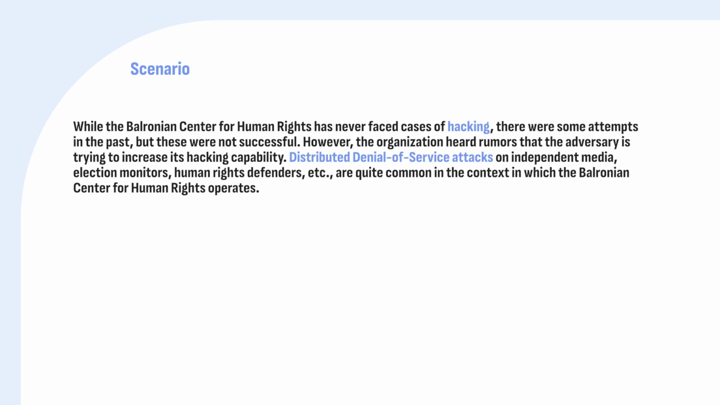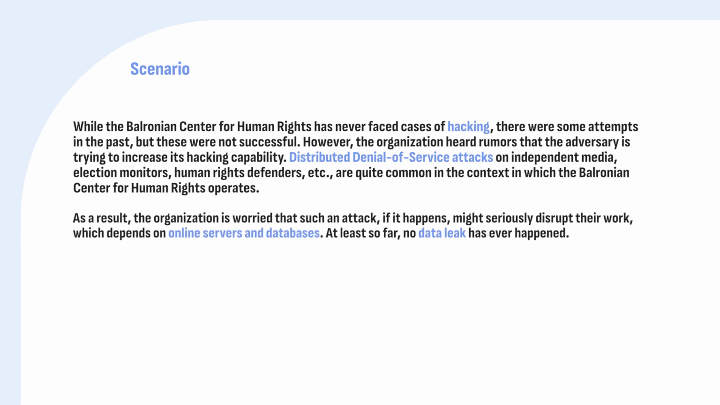While the Balronian Center for Human Rights has never faced a case of hacking, there were some attempts in the past, but these were not successful. However, the organization heard rumors that the adversary is trying to increase its hacking capability. Distributed denial of service attacks on independent media, election monitors, human rights defenders, etc. are quite common in the context in which the Balronian Center for Human Rights operates. As a result, the organization is worried that such an attack, if it happens, might seriously disrupt their work, which depends on online servers and databases. At least so far, no data leak has ever happened.